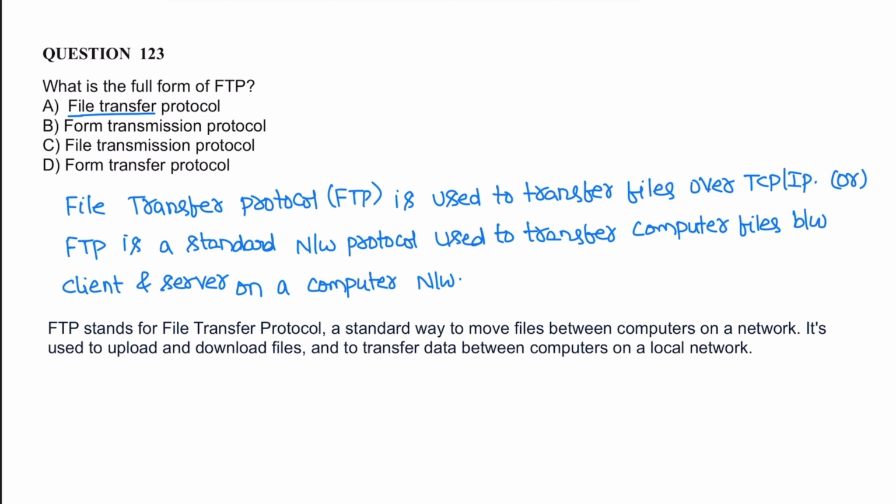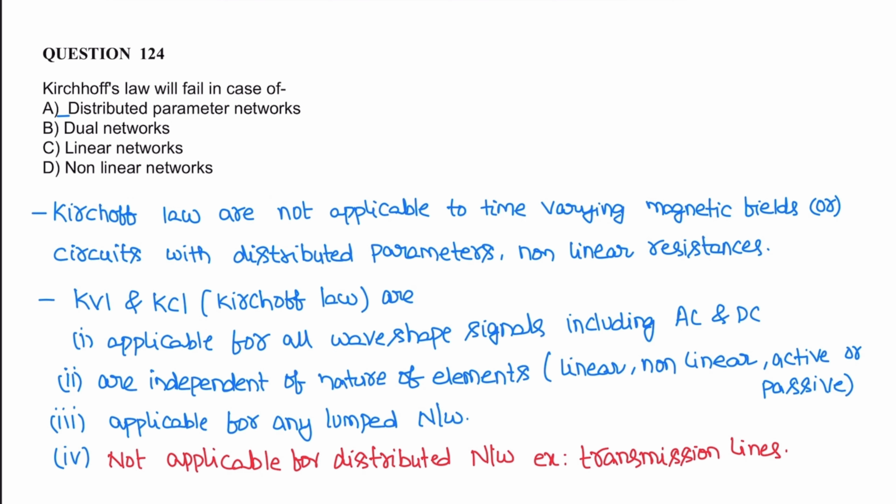Next, Kirchhoff's law will fail in case of. So these Kirchhoff's laws are not applicable for distributed network parameters or transmission lines. Examples of distributed network parameters: transmission lines. So Kirchhoff's law is not applicable for distributed network parameters. In the remaining cases, these laws are applicable. That is, Kirchhoff's laws KVL and KCL are applicable for all wave-shaped signals, including AC and DC. It is independent of the nature of the signal.